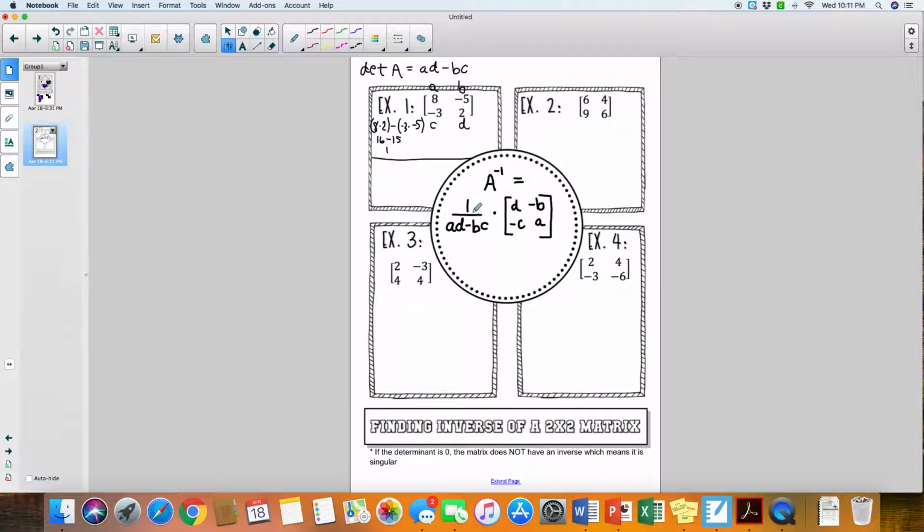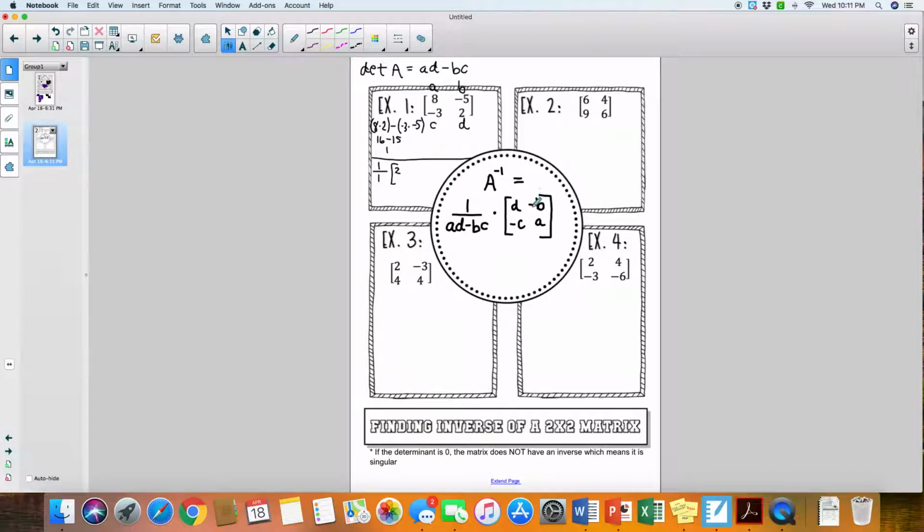My formula is going to be 1 over the determinant, which we just found to be 1, times this rearranged matrix. So D is going to be the very first element. I'm going to look at my given matrix. D is going to be 2, so I'm going to rewrite 2 as the very first entry.